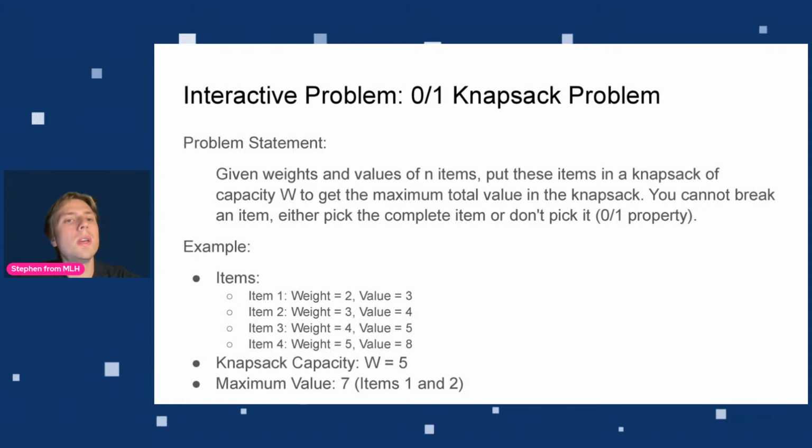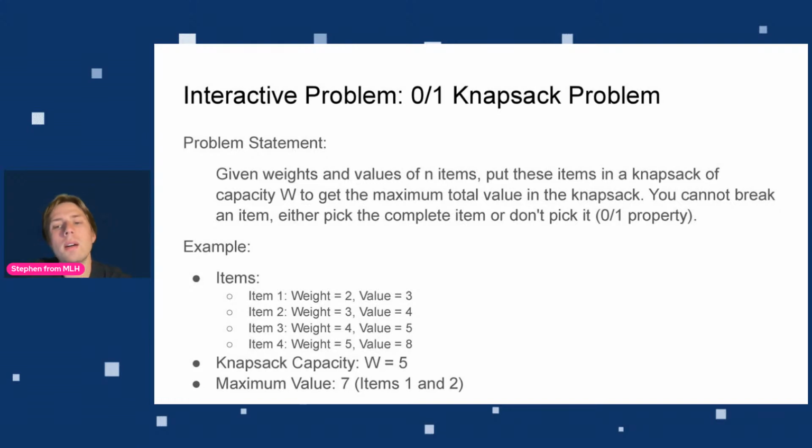So we are optimizing the value, but we have the constraint of the weight. So the weight has a maximum of 5, and the maximum value is 7 in this case that we have in this example, which would be putting items 1 and 2 into the knapsack. So we call it 0-1 because you cannot ever break an item. You have to either pick it up and put it in the knapsack or don't pick it.